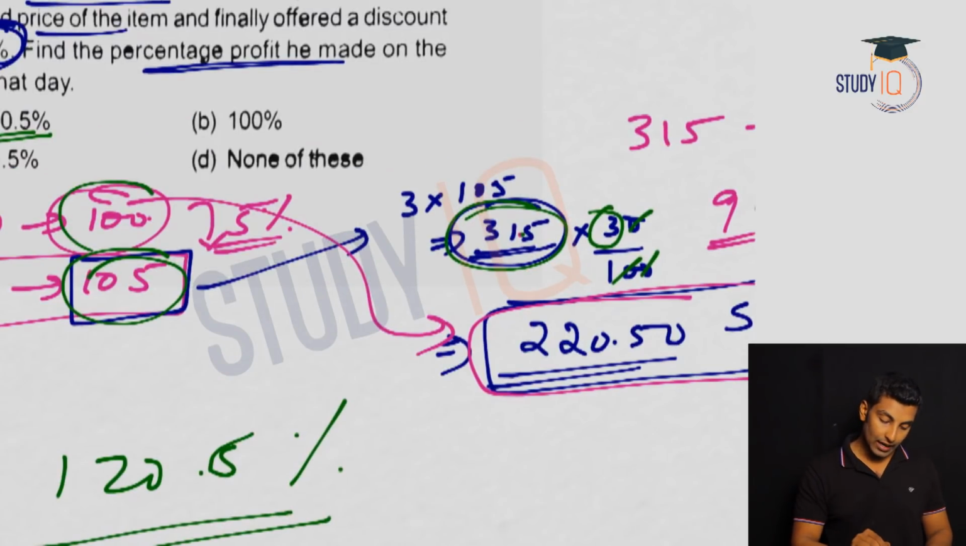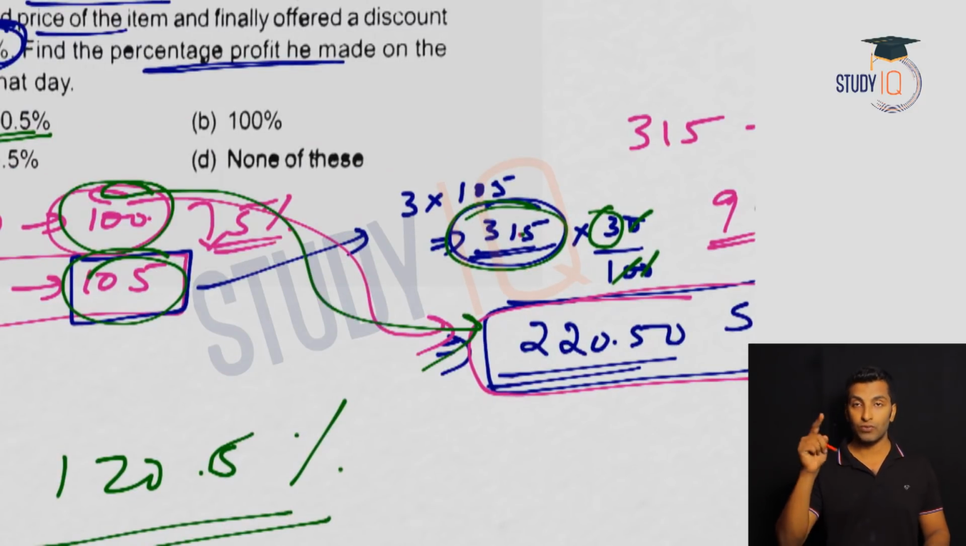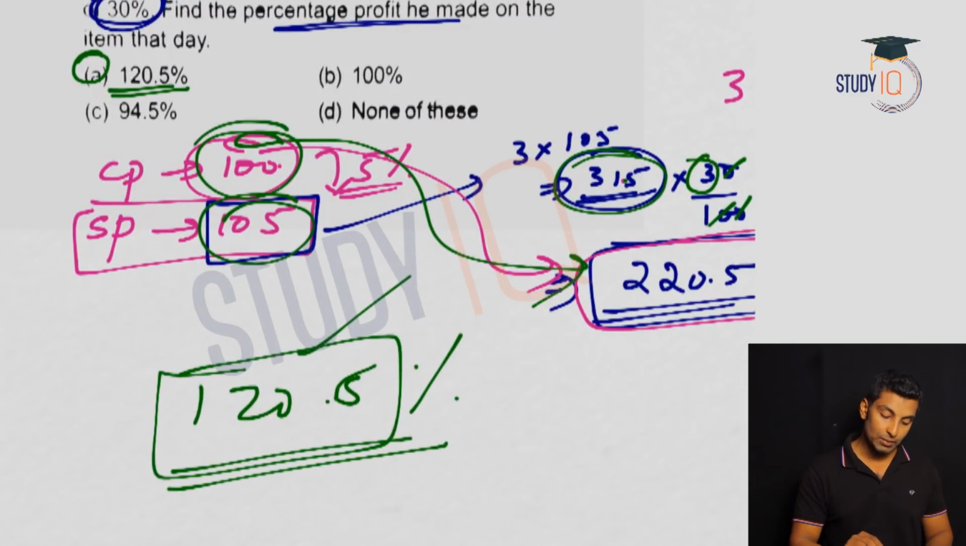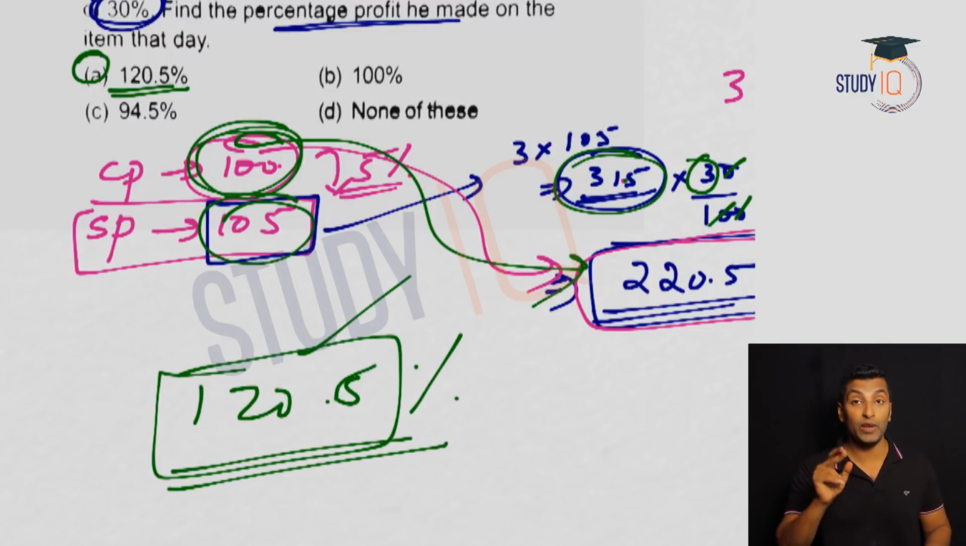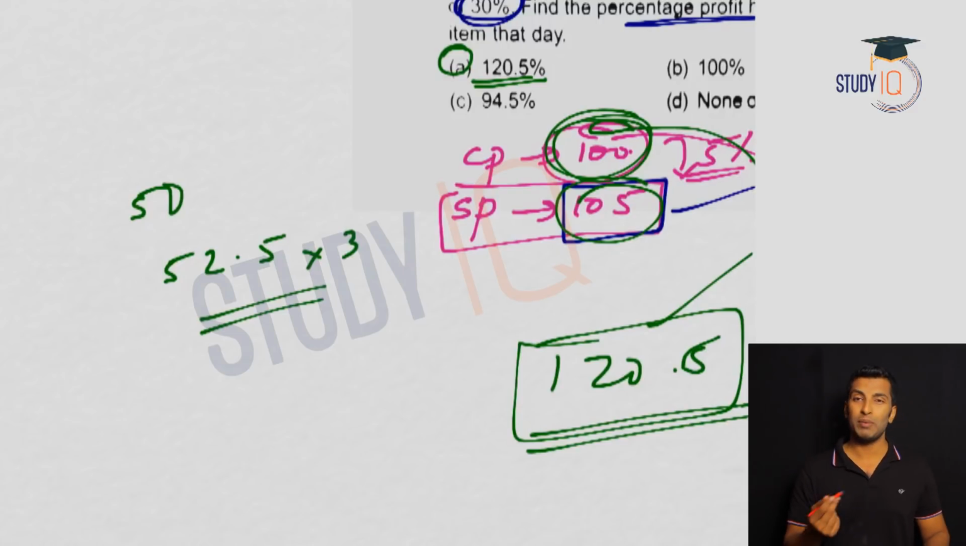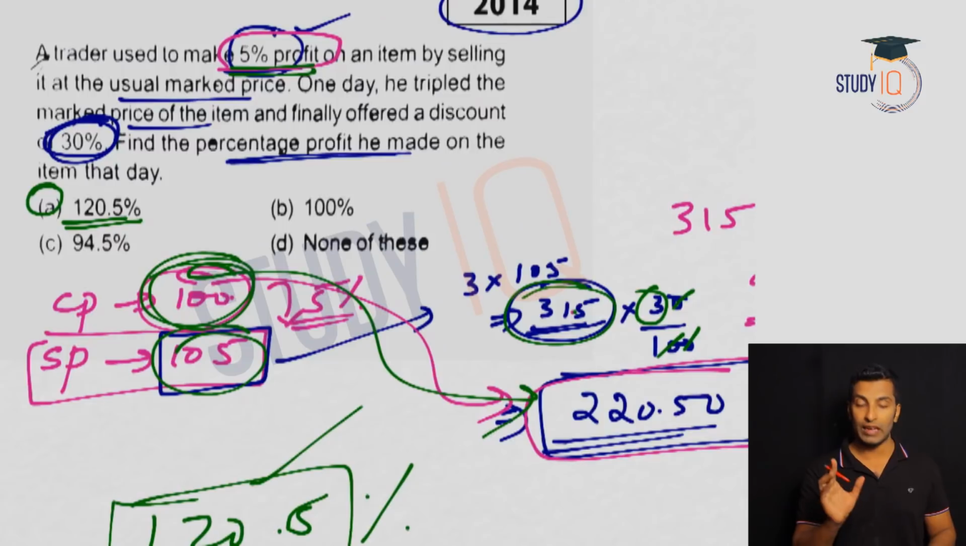So the cost price is 100, the difference is 120.5, and that's exactly your percentage. Whatever you are getting here, you can take as the percentage profit because the assumed cost price is 100. That's why you are taking 100. If you want, you can take 50 also, but then this becomes 52.5 and is very complex to multiply by 3, which is going to be very difficult. If you take 100, this question is a cakewalk. So that's how you solve this question. I hope all of you understood this.